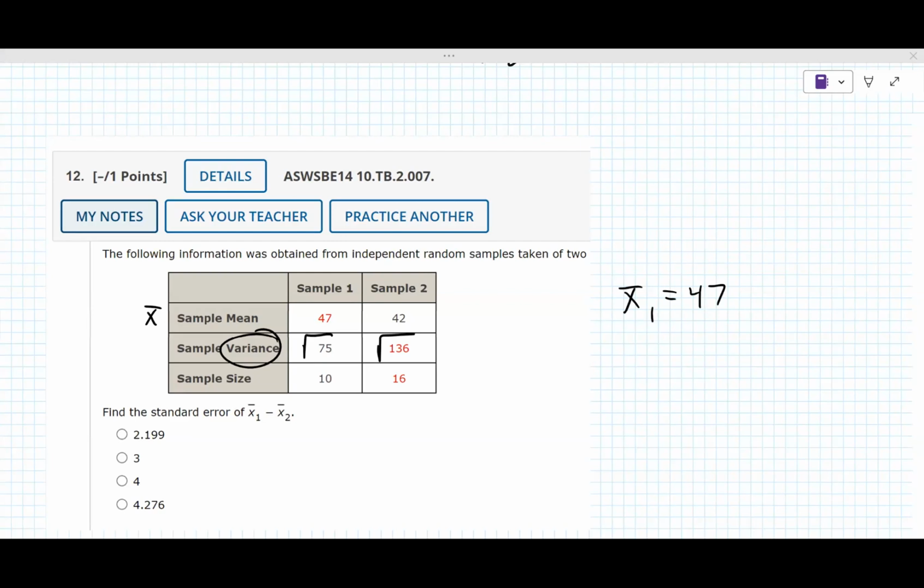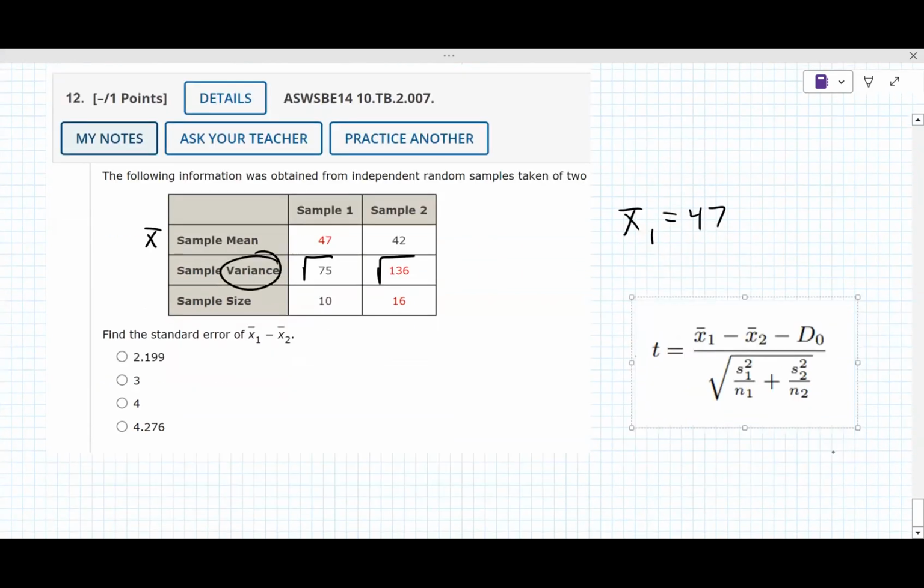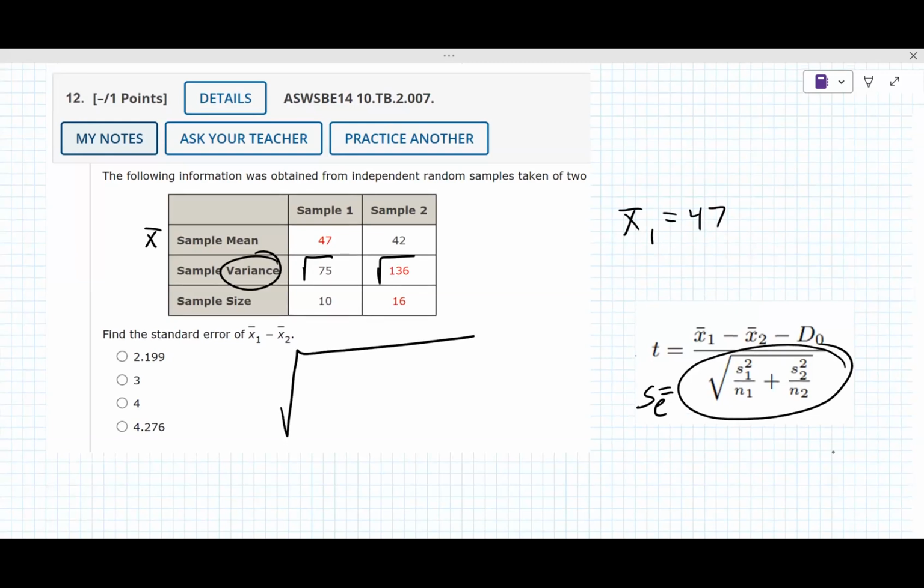All right, so it'll look really familiar because it's a lot like the Z1. The standard error is this part down here. So it's the square root of S1 squared. So these values of 75, that is S1 squared because it's variance. Then S2 squared, 136 over 16, like that. That's definitely the easier way.